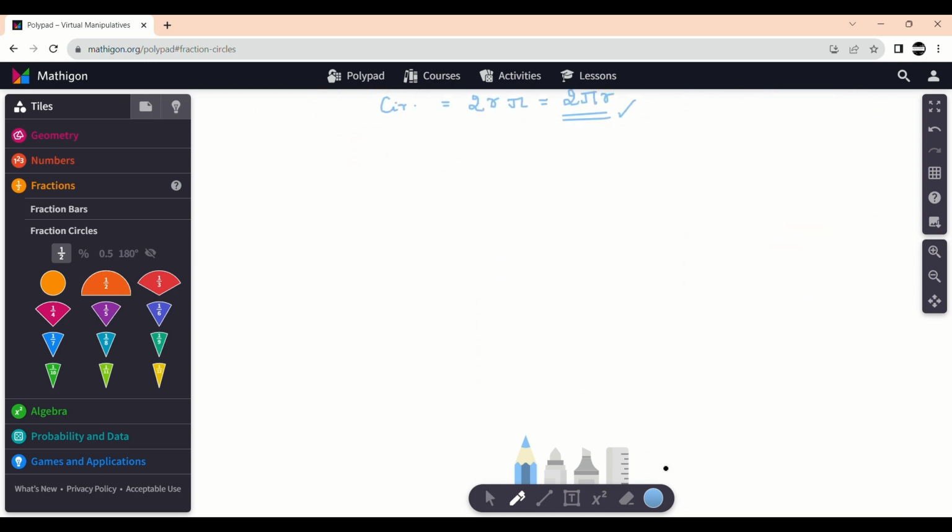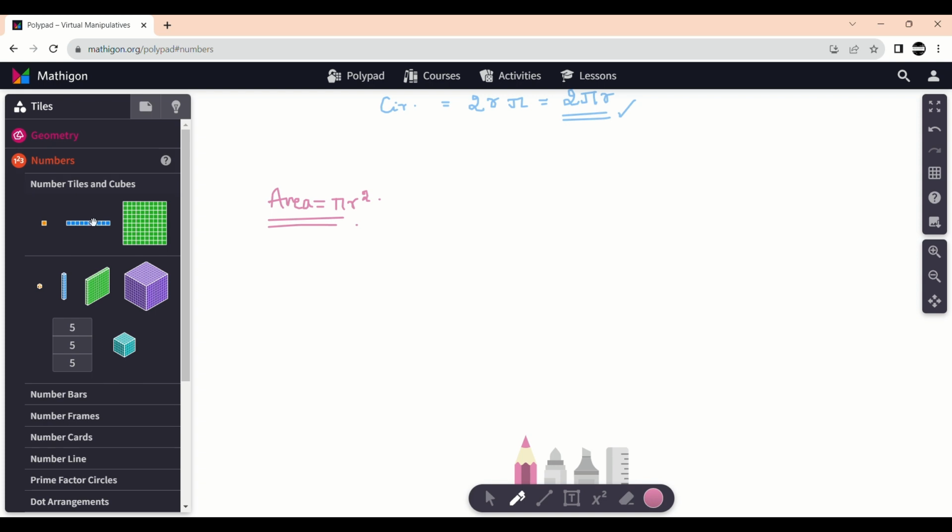Perfect. Now let's keep going and let's try to understand why area is pi r square. Now before we go to the area of the circle, let us first understand the area of a rectangle. If we have any rectangle, let us say we have this rectangle whose length is 10 centimeter, and width is 1 centimeter. Perfect. Okay, let's copy this and make one more. Let's copy that and make one more.